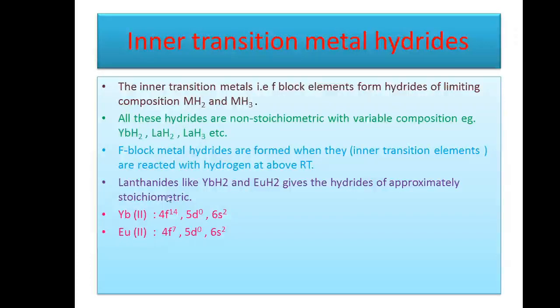Ytterbium's electronic configuration is 4f14 5d0 6s2. For the oxidation state of +2 for ytterbium, in the s orbital these two electrons are lost. Then the electronic configuration is 4f14 5d0 6s0. It is also the same in europium.